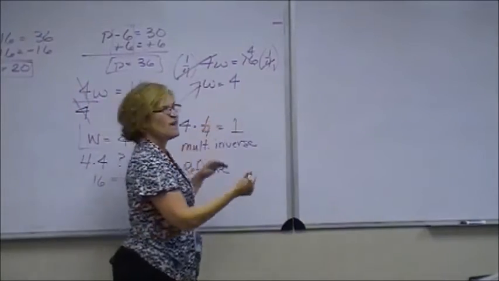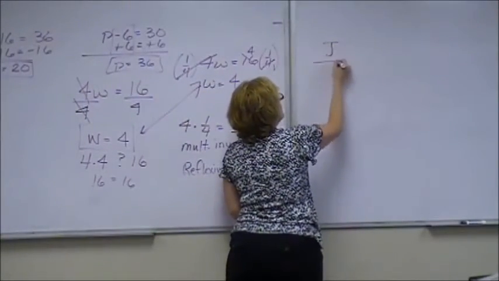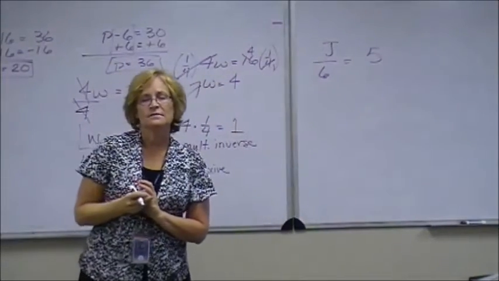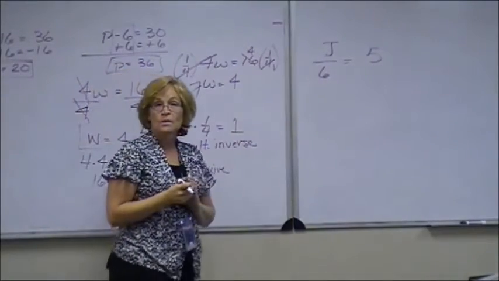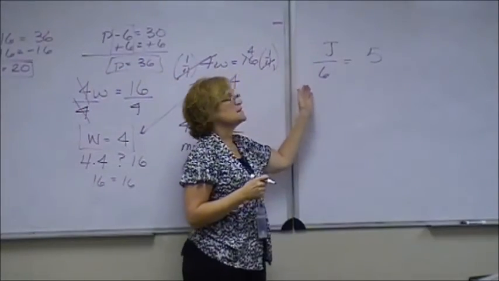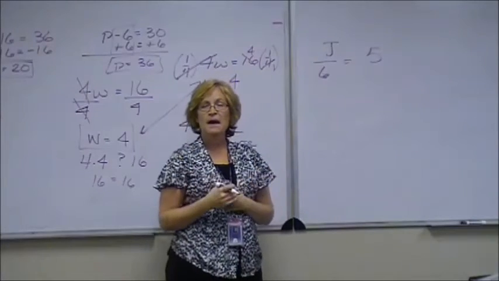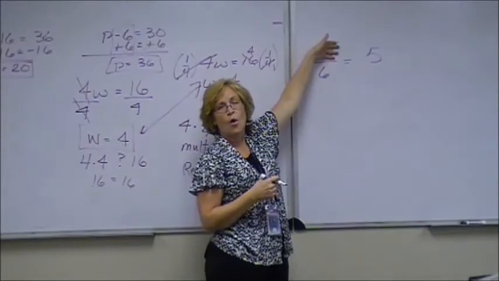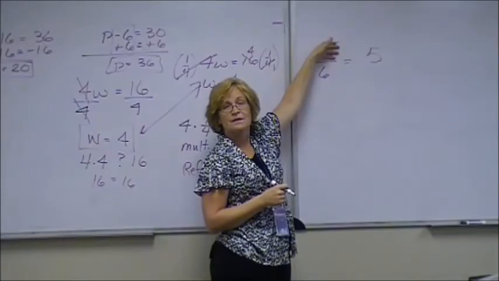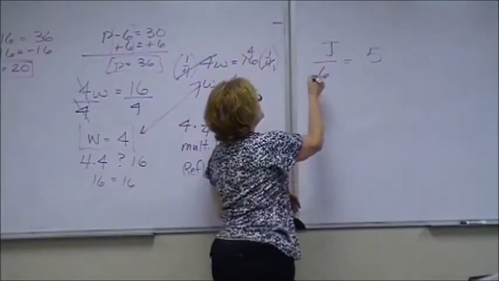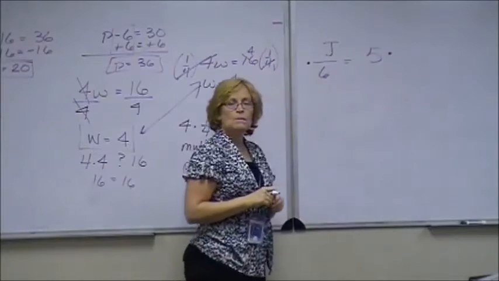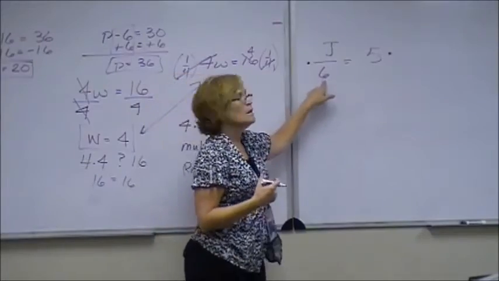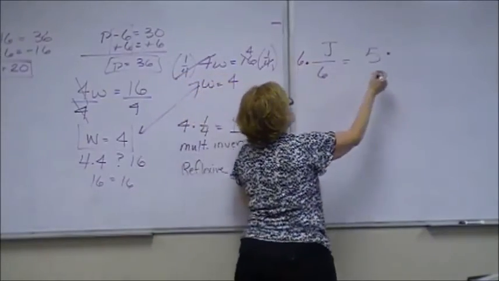So part 2, if I give you a division problem, I have to solve it. So let's do it. J divided by 6 is equal to 5. I need my J to be by itself. So to get J by itself, right now I have it division, or I have it as 1/6. So to get rid of it, I do the opposite, and the opposite is multiply. And what am I going to multiply both sides by? I'm going to multiply by the reciprocal of this. So that would just be 6.